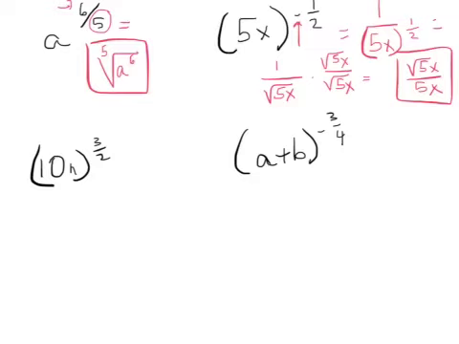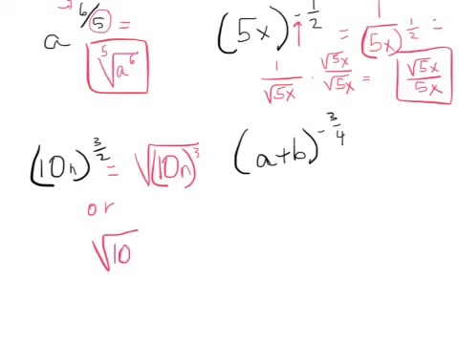Now let's take a look at the next one, 10n to the 3/2. So that's going to be the same as the square root of 10n cubed. I could also write that as the square root of 10n, cubed. These two expressions are equivalent.